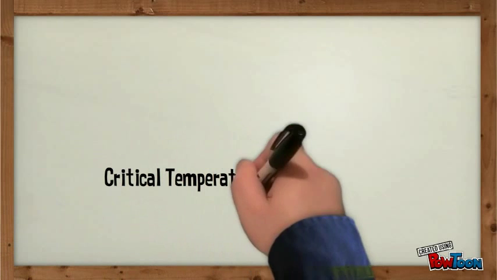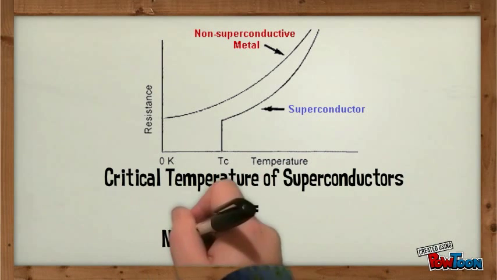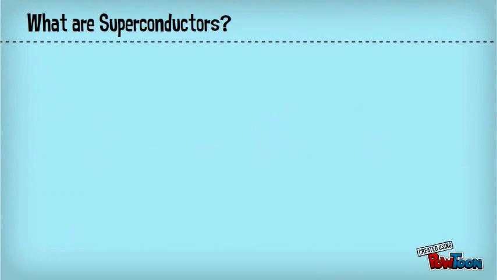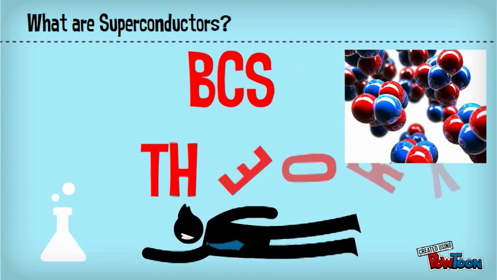The critical temperature for superconductors is the temperature at which the electrical resistivity of a metal drops to zero. The transition is so sudden that it appears to be a transition to a different phase of matter. This superconducting phase is described by the BCS theory.